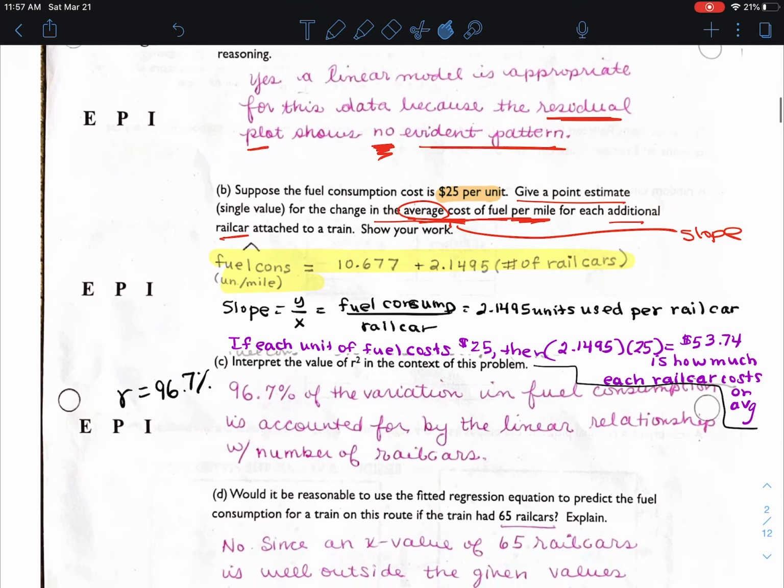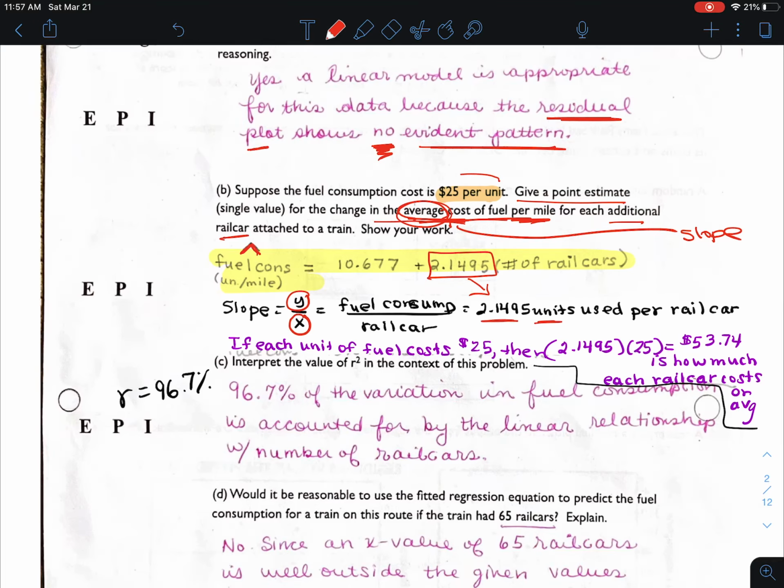Okay, you'll notice I put one of those little hat symbols right above this because that's for predicted fuel consumption. But average cost of fuel per mile is slope. Slope is always the change in y per the change in x. y is the fuel consumption and x is the rail car. So our slope on this is representing how much fuel is being consumed per rail car. Here's our slope. That's this number here, 2.1495. So each rail car on average is using up about 2.149 units of fuel.